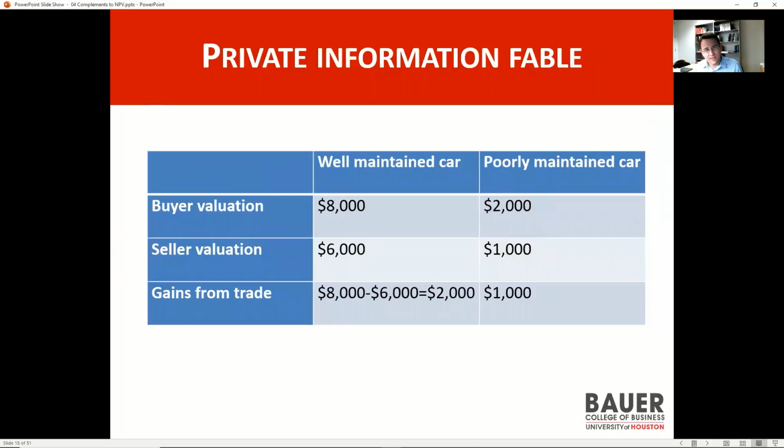Okay, so that's the breakdown. There should be gains from trade, but it's not going to happen. The buyer's not going to use the expected value anymore. The buyer's just going to resign himself to buying the poorly maintained car. The buyer's going to offer $2,000, and they know that only the seller of the poorly maintained car is going to accept it, and that's it. You just kind of resign yourself to getting this outcome here. Okay, so NPV doesn't work when there's this private information problem.